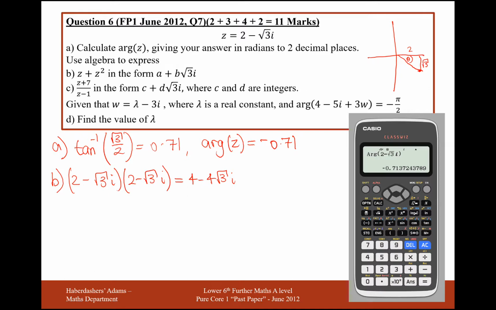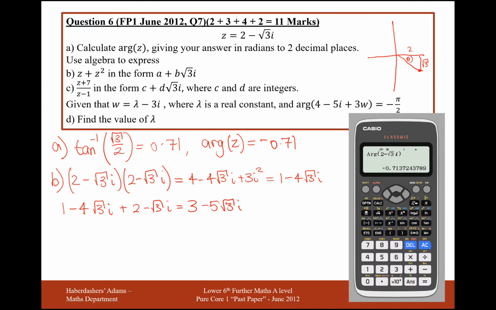And then it's going to be positive 3i squared. Now just remember that i squared is minus 1 here, so that's a minus 3. So 4 take away 3 is 1, it'll be minus 4 root 3i. So let's add that on then to 2 minus root 3i. So we're going to get 1 plus 2 is 3 and minus 5 root 3i.